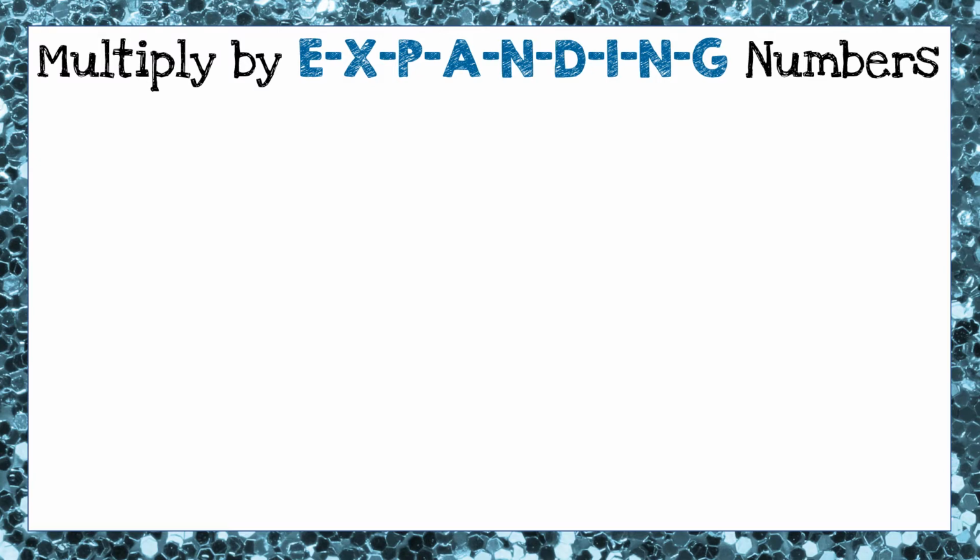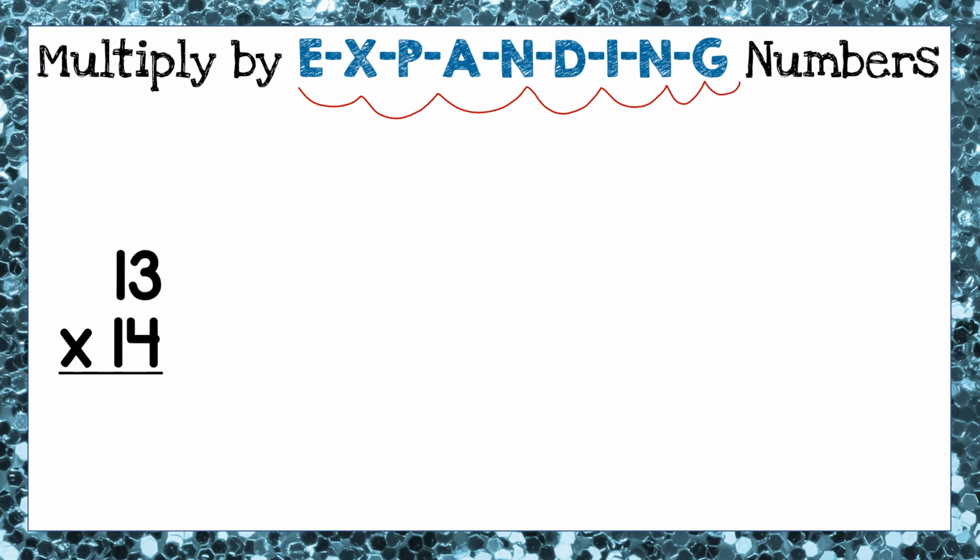So let's talk about how to multiply by expanding numbers. This is going to make multiplication a lot easier. Here's an example, 13 times 14. Now, I want to expand 13 and 14 so that when I multiply, it's easier to multiply. And here's how I'm going to expand these numbers. I'm going to break them apart.